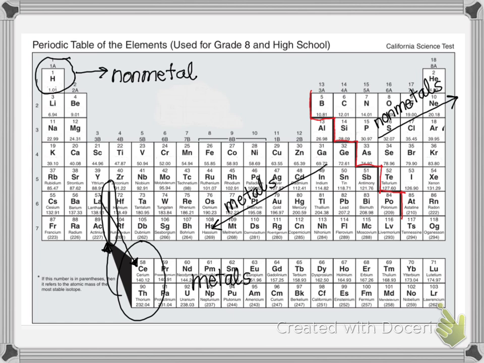Now, the semimetals go along the boundary of the stair-step line, except for aluminum, which is element number 13. Aluminum very much has characteristics of metals, so it is classified as a metal, not a semimetal. So the semimetals are boron, and then after aluminum, on either side of the stair-step line: silicon and germanium, arsenic and antimony, tellurium, polonium, and astatine. They include all of those as the semimetals.